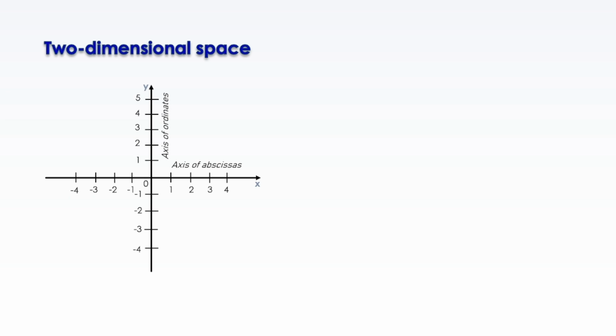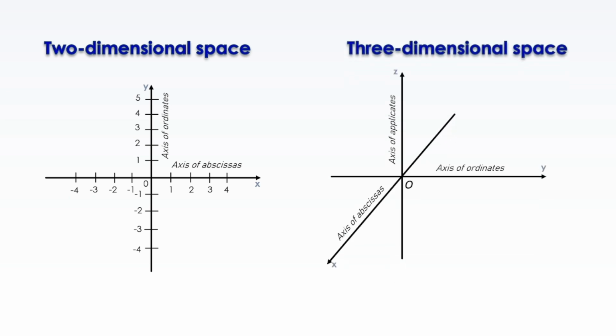In geometry, we have two-dimensional space and three-dimensional space. Two-dimensional space has two coordinate axes: the abscissa axis, which we label as x, the axis that runs horizontally, and the ordinate axis, which we label as y, and it runs vertically. And in three-dimensional space, we'll have another axis, the applicate axis, and we'll label it as z.